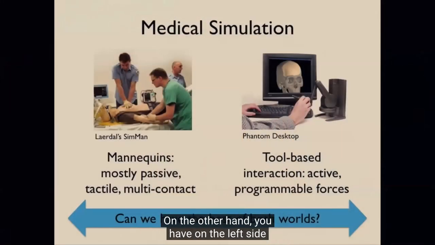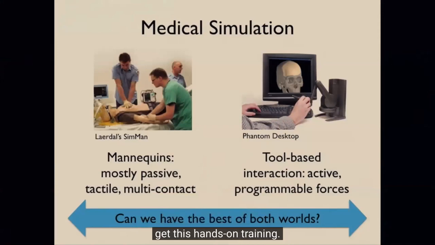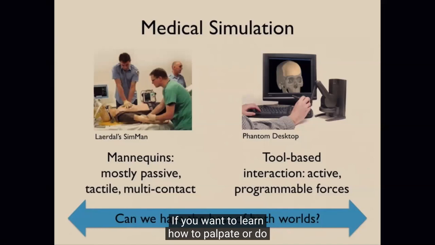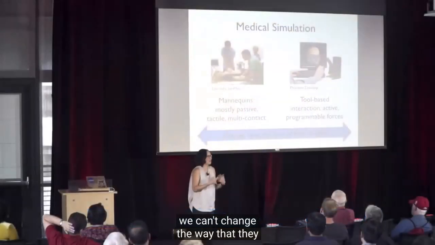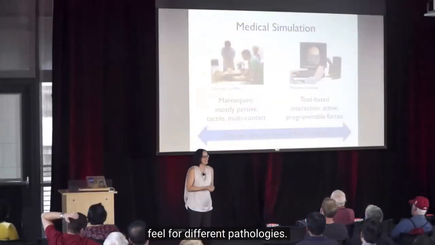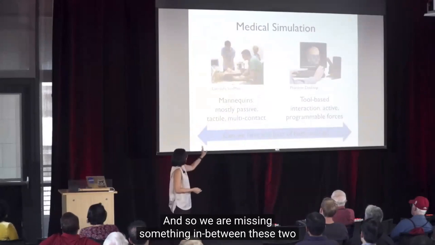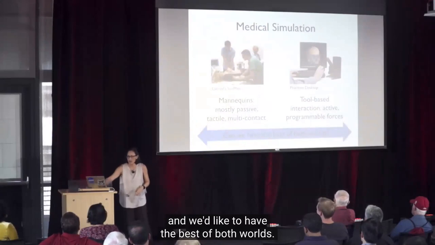On the other hand, you have on the left side these mannequins, where you can really get hands-on training if you want to learn how to palpate or do certain kinds of procedures. It's very natural, but these mannequins are static. We can't change the way that they feel for different pathologies, and so we are missing something in between these two, and we'd like to have the best of both worlds.